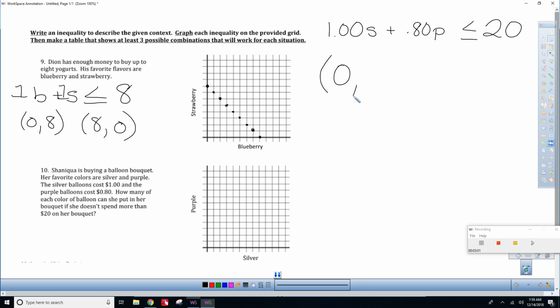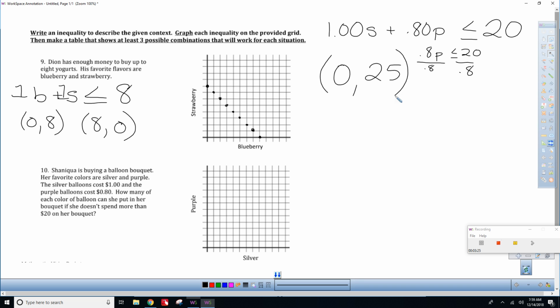If we put in a 0 for S, well, now I don't know. You get 0.8P is less than or equal to 20. So divide each side by 0.8. And 20 divided by 0.8. Let me run and get a calculator real quick. And that's 25.